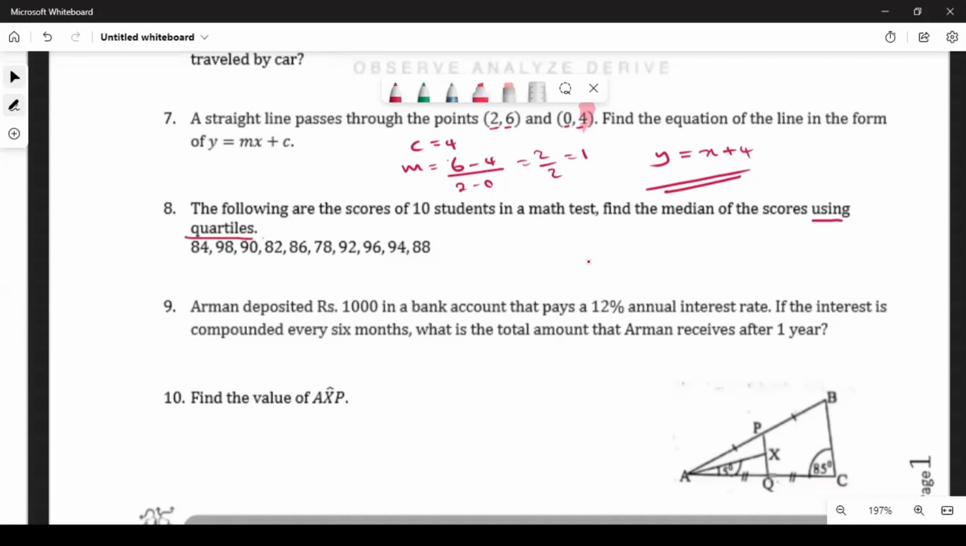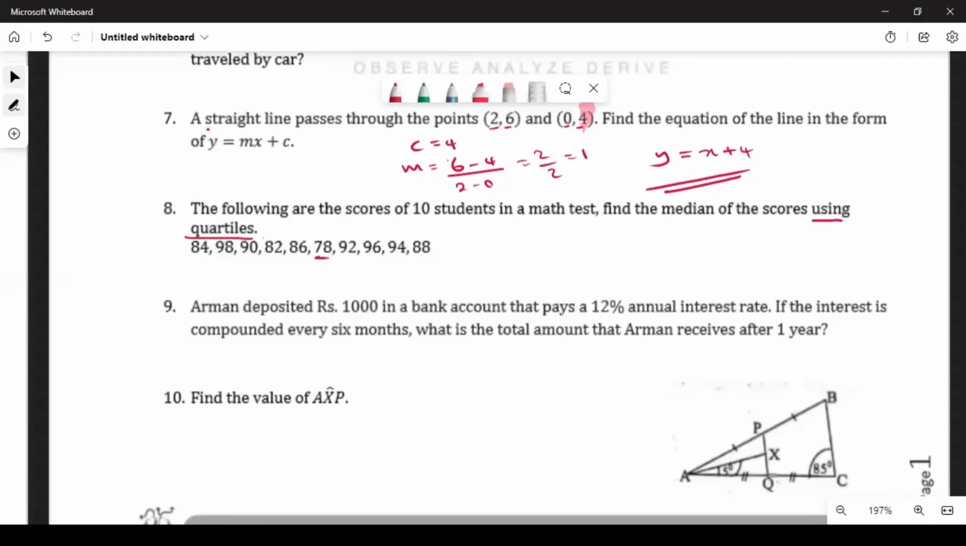So we can see 78 is the smallest number. Start writing with that. 78. If I miss something, tell me. 78, and then we have 82, and then 84, and then 86.